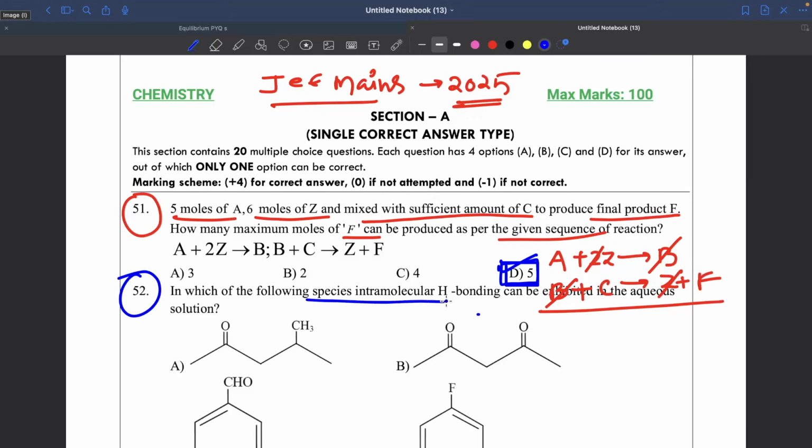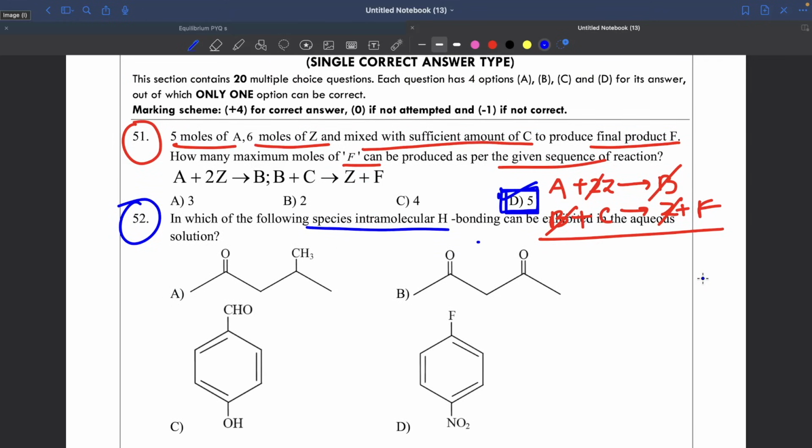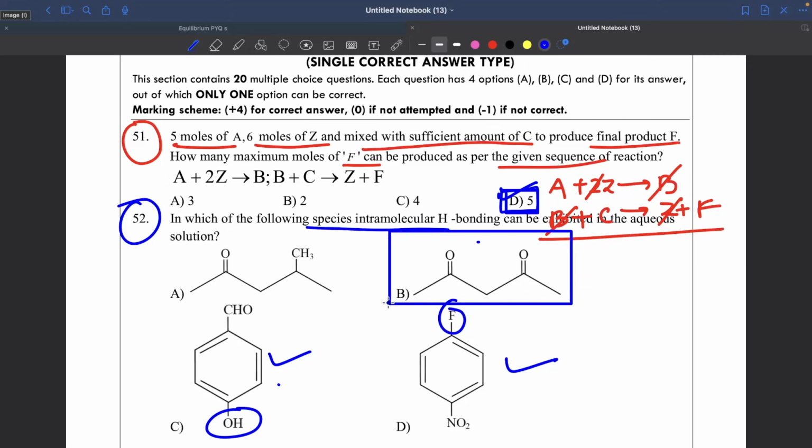In which of the following species are intramolecular hydrogen bonds found? Intermolecular hydrogen bonds are possible in these two options because we have a phenolic group and an O group. So these two can form intermolecular hydrogen bonds. Intramolecular hydrogen bonds are possible in acetyl acetone. So the answer for this question is acetyl acetone.